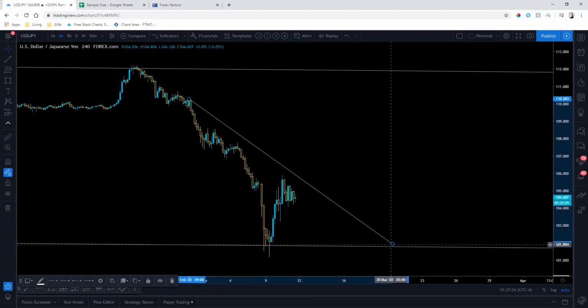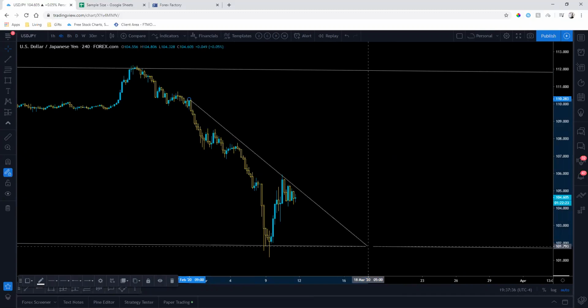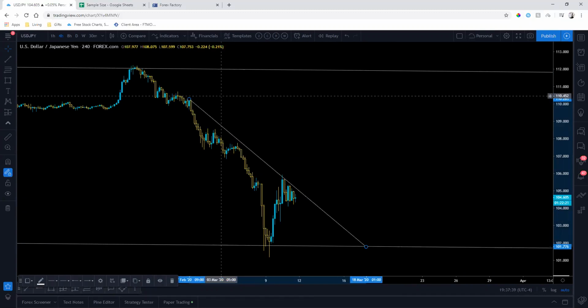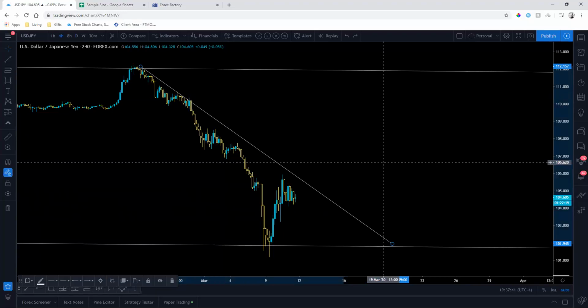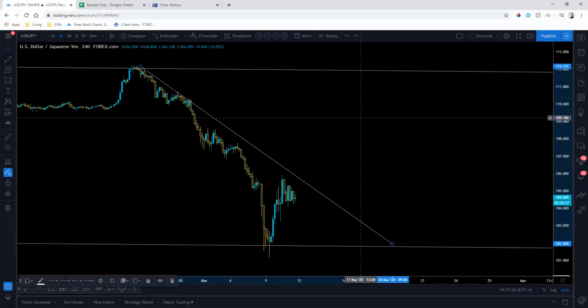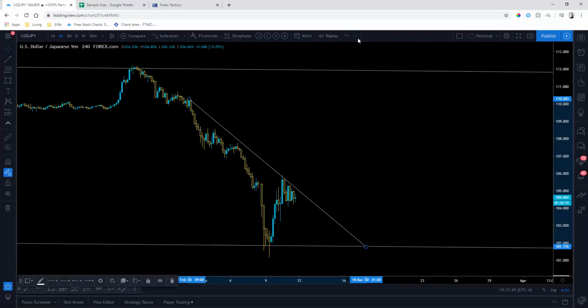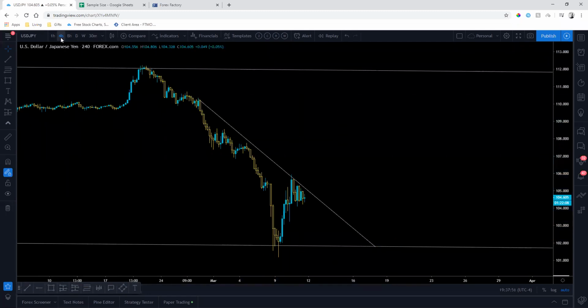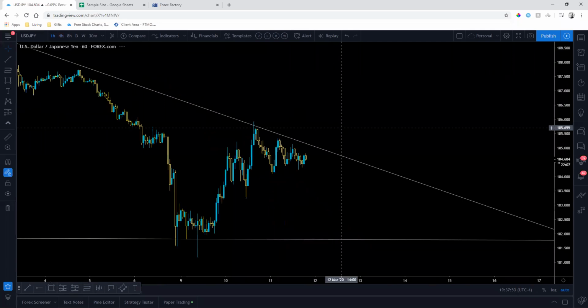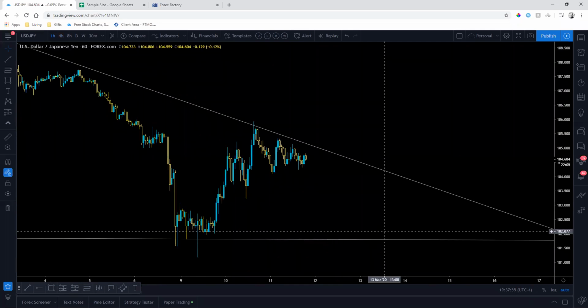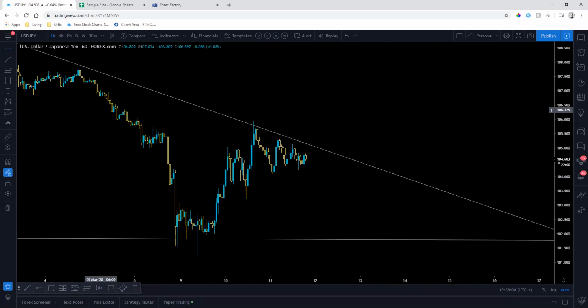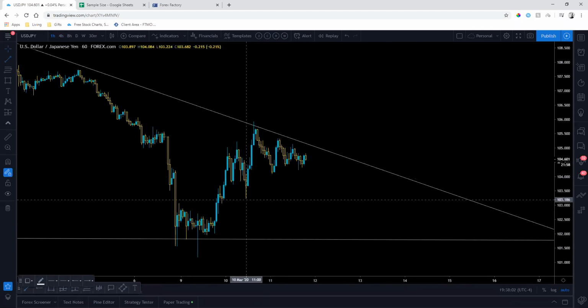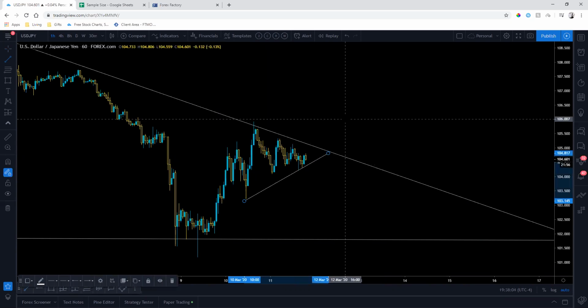Which trend line do y'all like better? This one, or the one that we had at the beginning? Second one. Yeah, this one. All right, we'll do this one for now. Let's go to the 1 hour. This is trash. All right, so I'll just wait for a break.